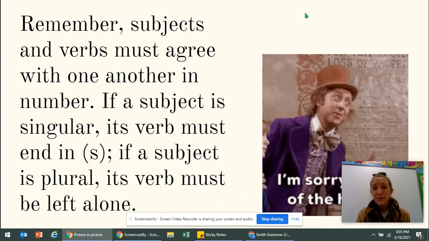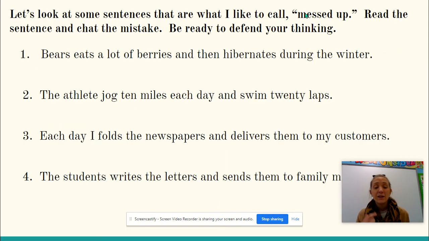Okay, so let's go through and take a look at some of these sentences. These are what I like to call sentences that are really messed up. Be sure to listen to me while I read the sentence. I know it says chat the mistake, but I'm just going to give you some time to see if you can recognize the mistake. So let's take a look at number 1.